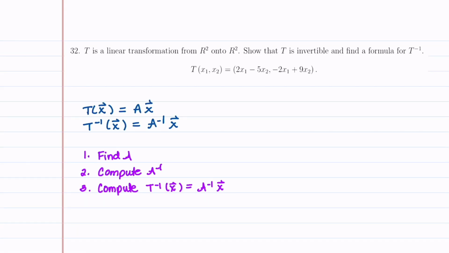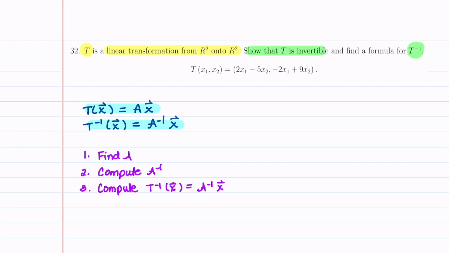In this problem, we're given a transformation T, and we're told that it is a linear transformation from R2 to R2, and we're asked to show that T is invertible, and then find a formula for T inverse. I've written down some things here that will help us. T of x is equal to A times x. So any transformation that is linear can be written as a matrix A times a vector x. And then our formula for T inverse is A inverse times x.